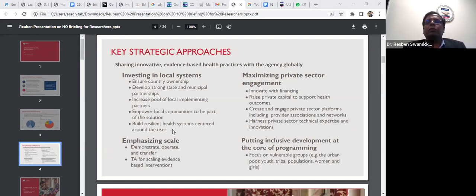And then, of course, putting inclusive development at the core of programming, focusing on vulnerable groups, and it could be anybody in the urban poor, youth. India is the largest youth population. Engaging with them, tribals. For those of you all who don't know, 100 million of the population have some tribal connect. Over 184 districts across the country have been designated as tribal populations, and they are part of the most downtrodden and have difficulty in accessing services, let alone getting the benefits from them.